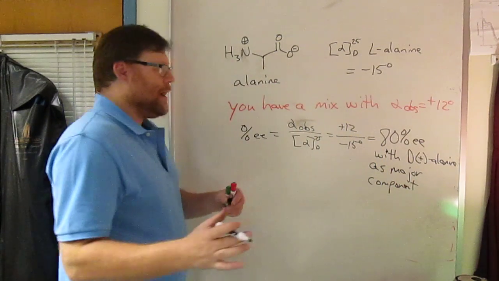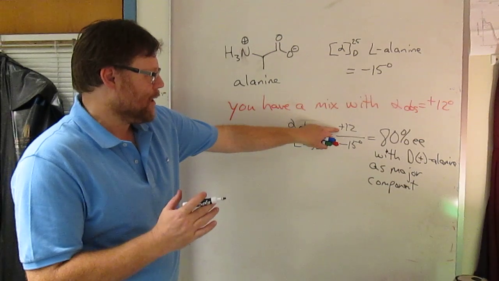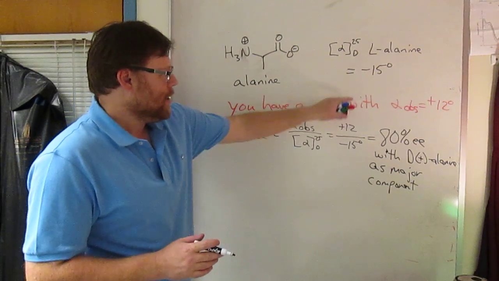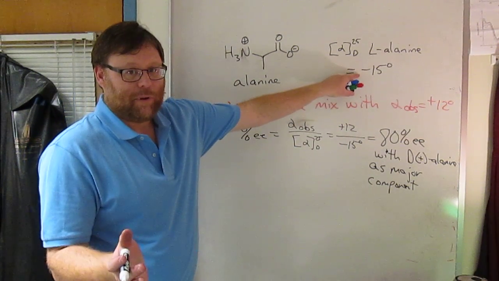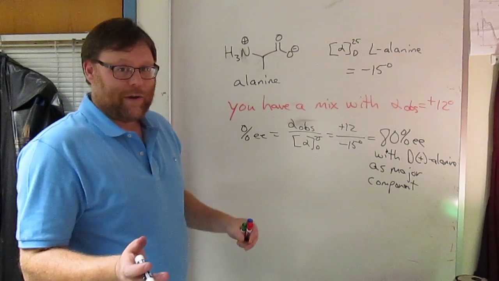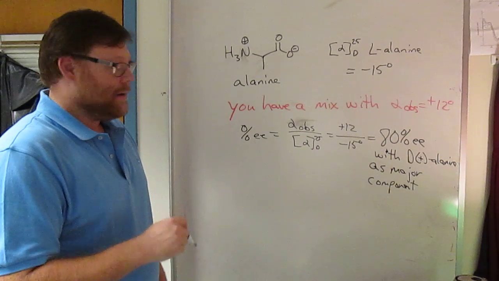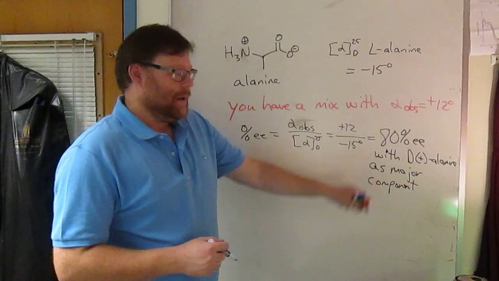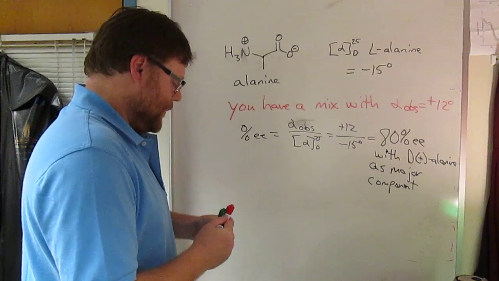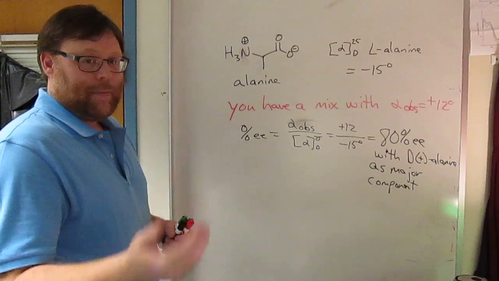Right? There's more D-alanine than L-alanine, and you know that because the direction of rotation of plane polarized light is plus. L-alanine rotates plane polarized light counterclockwise, or in the minus direction. We're observing a clockwise rotation. Therefore, you know that there's more D-alanine than L-alanine. 80% EE. Very good. You answered the second question. What about the composition? How much D and how much L do we have?